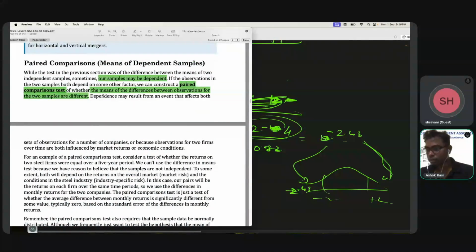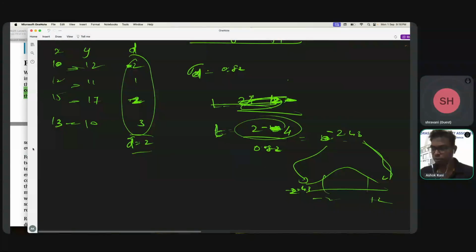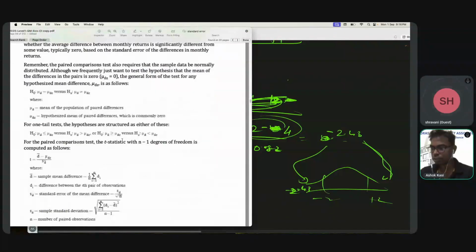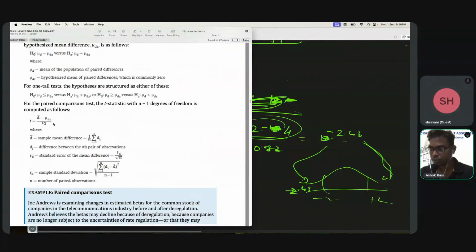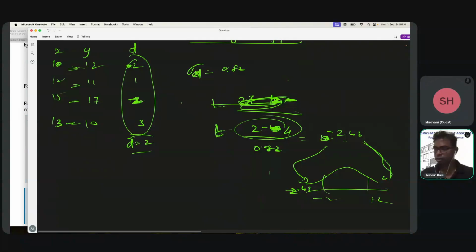This is called means of differences, not difference in means. That line, people get confused with that line. Difference in means is one simple sum. What is the formula for difference in means? It is this one. T is equal to d bar minus mu divided by this. This is standard deviation of d bar.